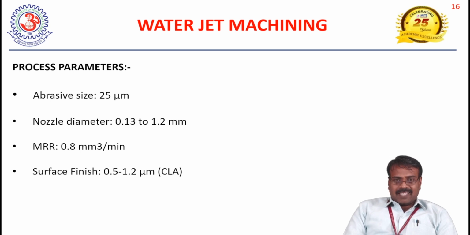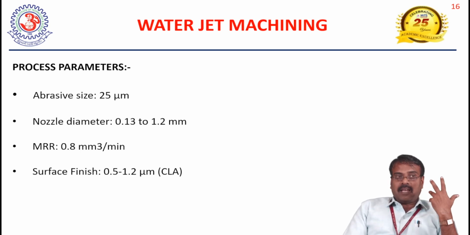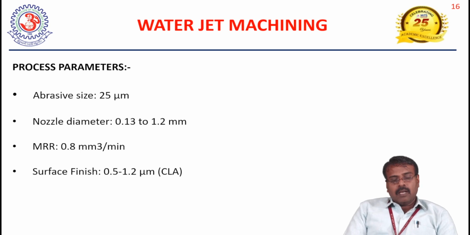So what are the process parameters we are going to use here? Abrasive size: how much abrasive are we going to allow? It is a 25 micron level we need to use. Nozzle diameter: how much is it? The nozzle diameter we can use is 0.13 to 1.2. So when we are using this normal nozzle diameter and abrasive particles at 4000 MPa, then what will be the MRR, the material removal rate? That is 0.8 cubic per minute.